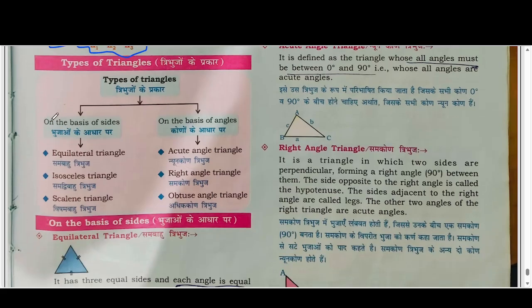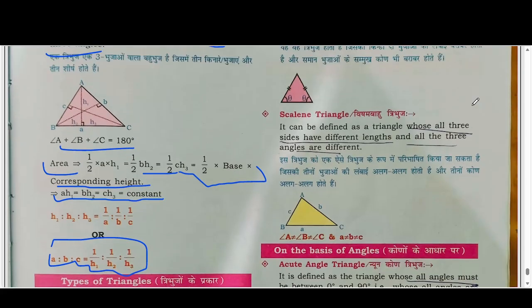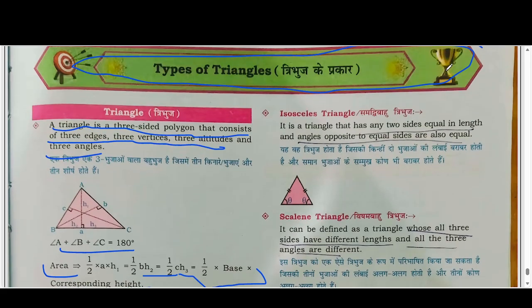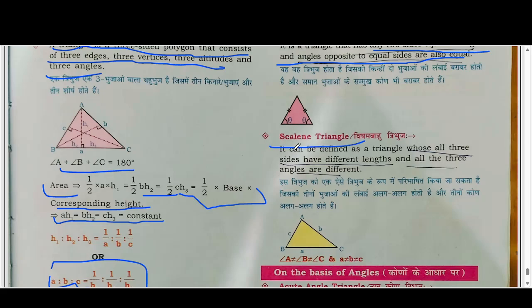Types of triangle: on the basis of sides and on the basis of angles. Equilateral triangle, isosceles triangle, scalene triangle, acute angle triangle, right angle triangle, obtuse angle triangle. On the basis of sides, an equilateral triangle has three equal sides, and each angle is equal to 60 degrees. Isosceles is a triangle that has any two sides equal in length, and the angles opposite the equal sides are equal. Scalene is a triangle whose three sides have different lengths and all three angles are different.